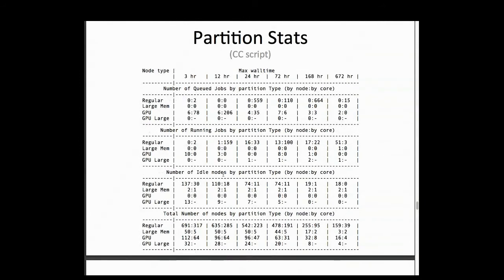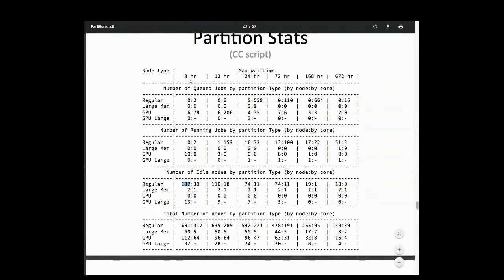We also have idle nodes by partition type. So this is a really important part of the partition stats script. Here we can see that there are 137 nodes that are available, or that are sitting idle in the 3-hour queue. So they're empty.